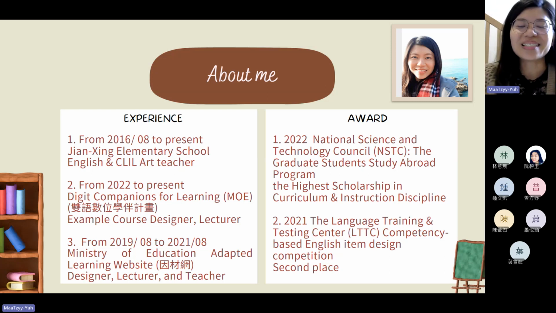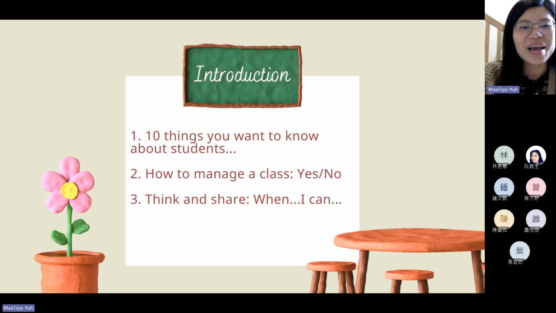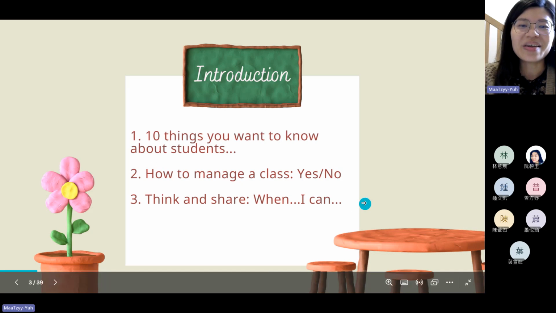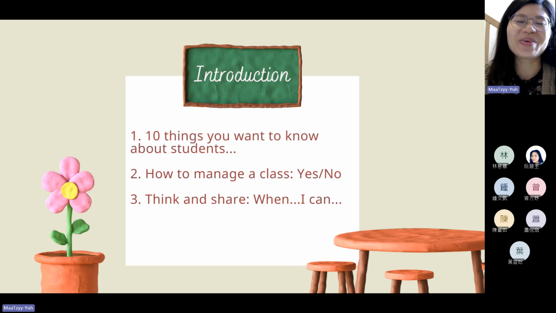Okay, so this is enough about me, I think. Now we're going to talk about what we're going to do for this 2 hours course. Number one is 10 things you want to know about students. Well, not 10, but the things that you might need to know, something that you should know about the students or about how to manage your classes. That's the first priority, I think, and maybe you are also very curious about this.